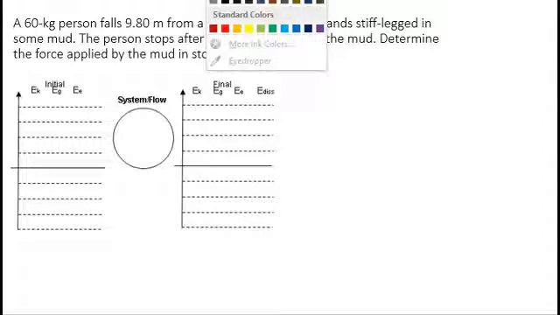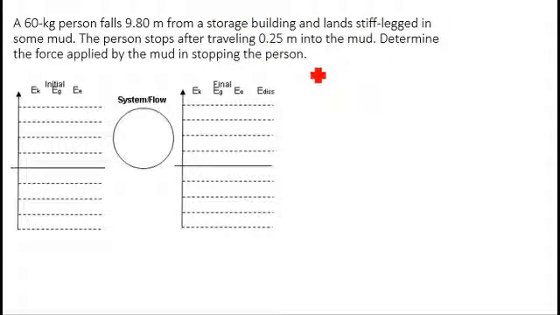So, surprise, surprise, I'm going to start by drawing a picture. I've got a person jumping off a building into some mud, and they drop 9.8 meters, and then they go an additional 0.25 meters into the mud.